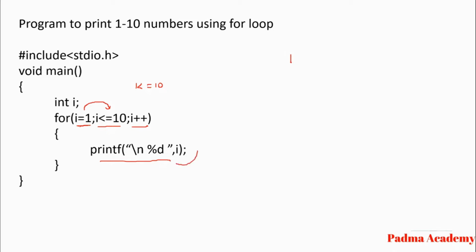Again it will move towards the increment. This time it will increment the value of i, that is, the i value will become 2, and it will check, is 2 less than or equal to 10. Yes. The condition is true. Then it will again move to the body of the for loop, that is, it will print the value of i, that is 2. Similarly it will print 3, 4, 5, 6, 7, 8, 9 and 10.